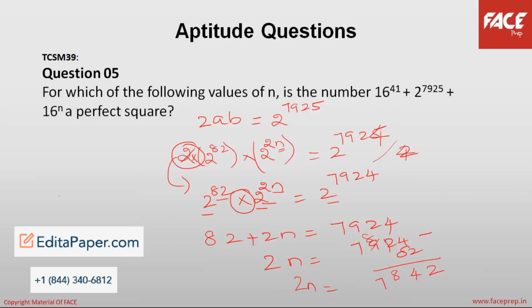So the value of n is 7842 by 2. So my value is 3921. So the value of n is 3921, so that your entire equation is a perfect square. Did you guys understand it?